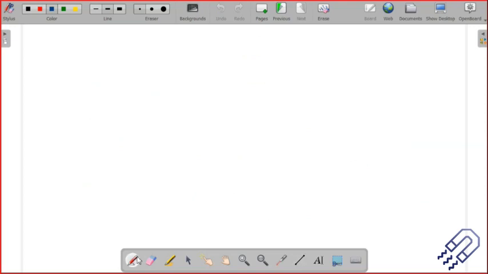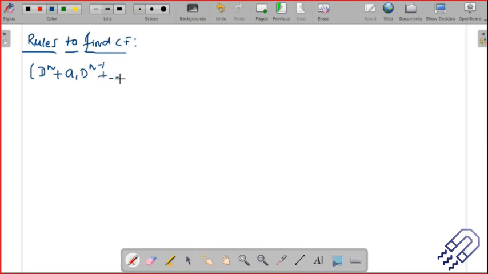So whenever I write down CF, understand that this is actually complementary function. So what are the rules here? Rules to find complementary function. Okay, so this is important. So let's see how do we do it. There can be different kinds of complementary function. Okay, so what we do is usually we write down the function. Let's say write it down again, a1 D^(n-1), and then a2 D^(n-2) plus, and so on, into an into y is equal to 0.